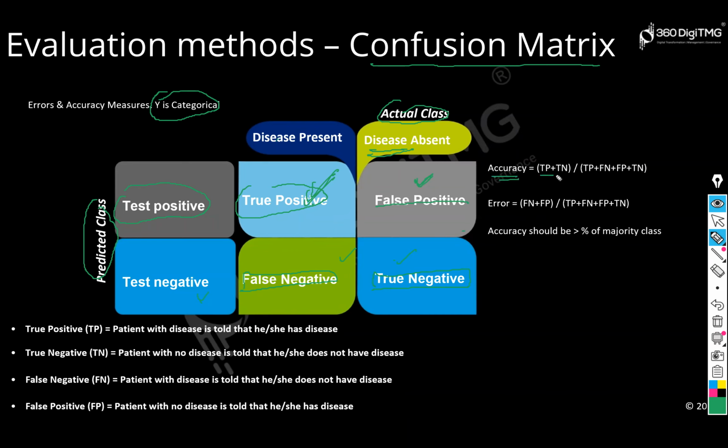So accuracy is equal to true positive. All the true values divided by the total number of values here will give you the accuracy. Errors, all the false values divided by total values will give you the errors. That is what is given here.